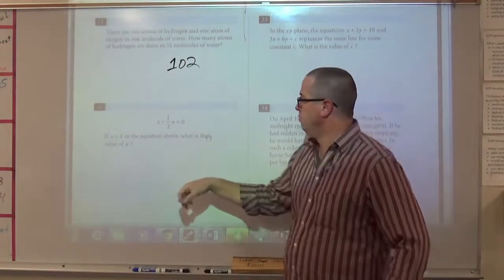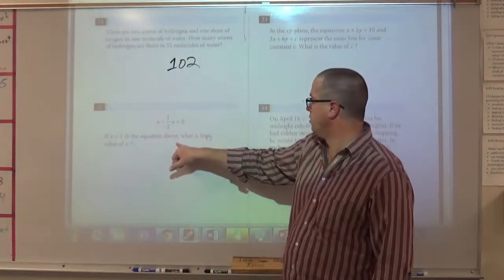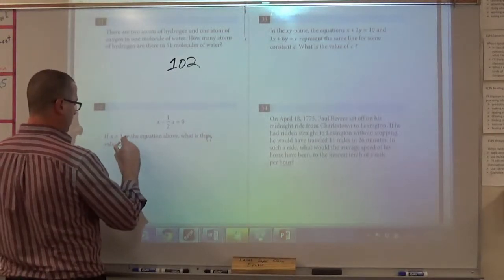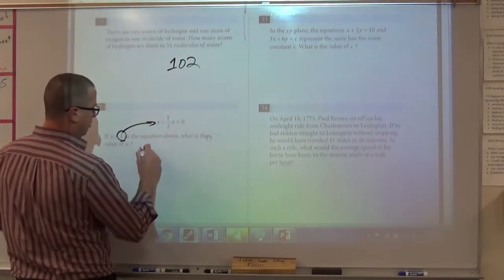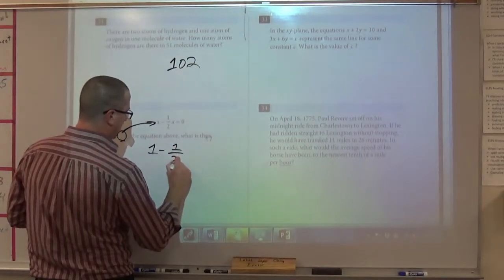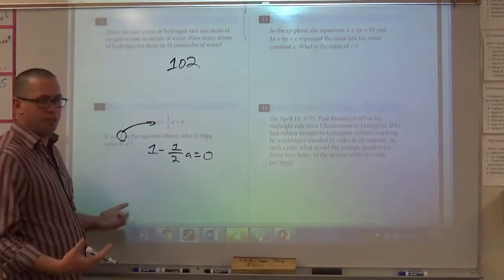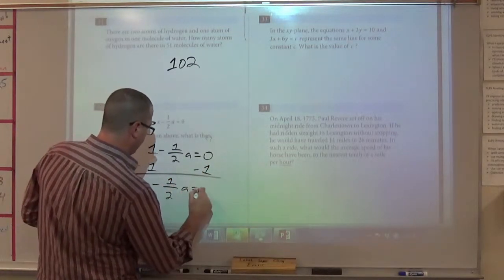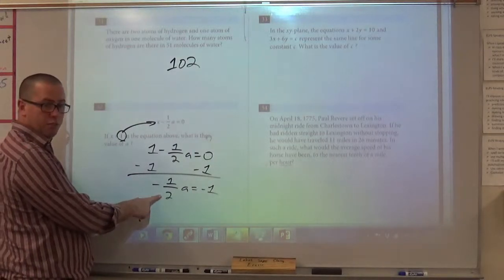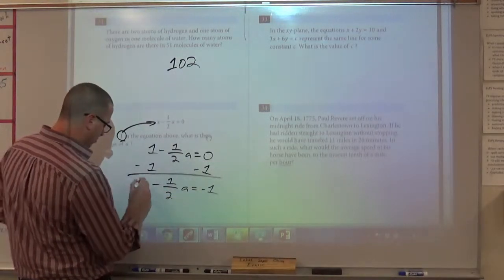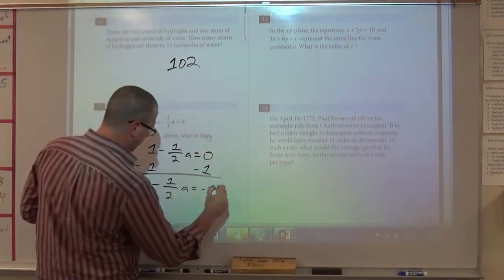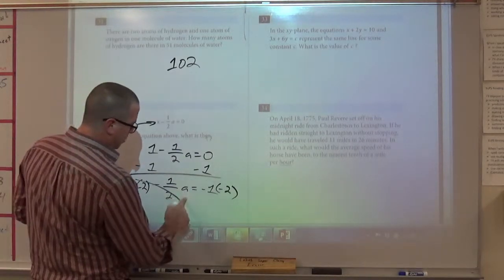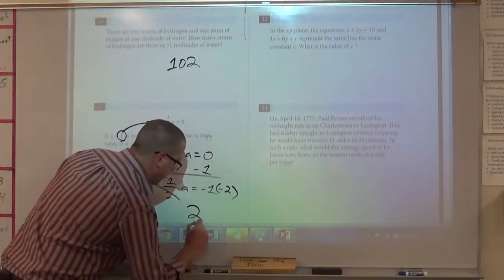Alright, for 32, they tell us x is 1 in the equation above. What's the value of a? So I need to actually take this 1 and put it in here where x is. So 1 minus 1/2 a is 0. I need to solve for a, so I'll subtract my 1. And now to get rid of my negative 1/2, I need to multiply both sides by negative 2, sorry. So this all disappears, and a is going to be positive 2.